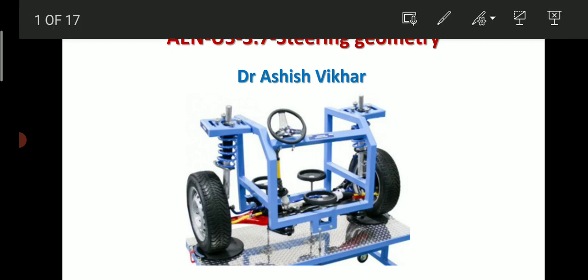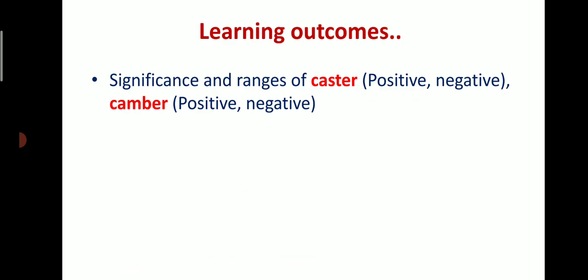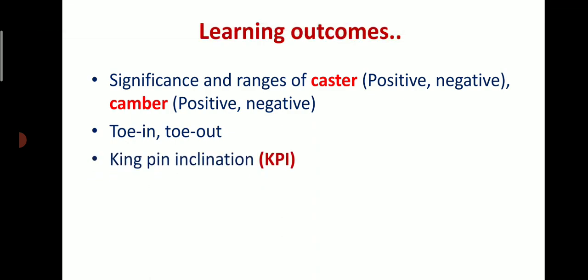So let us see what these contents are, like the learning outcome. We will learn here the significance and ranges of caster. What positive caster means, what negative caster means, and in that way positive and negative camber. Caster and camber, these are the two terms. Let us see the meaning and significance of these. What is toe in and toe out, and after that we will learn about kingpin inclination, KPI, or steering axis inclination, SAI.